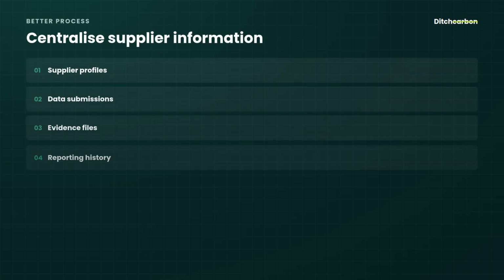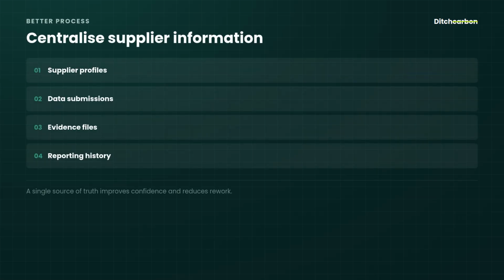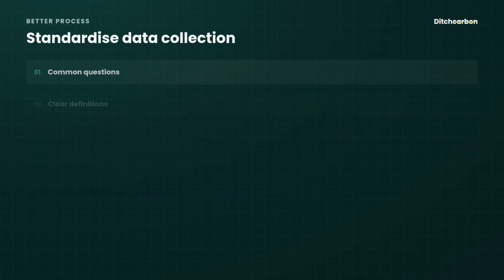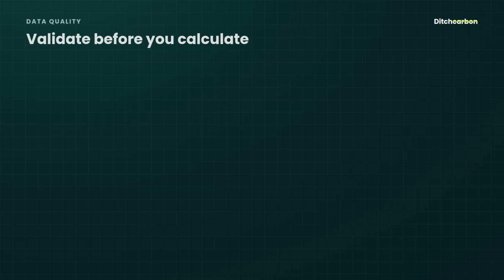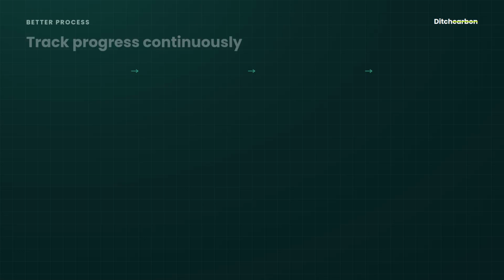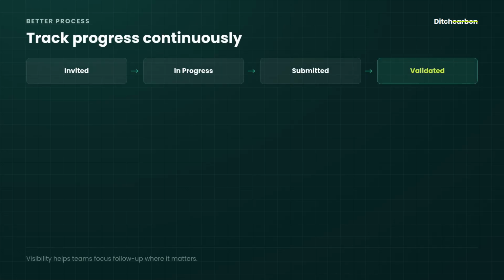The organizations with the strongest Scope 3 programs don't spend all year moving data between spreadsheets. Instead, they centralize supplier information, standardize data collection, keep historical records together, validate data before calculations, and build a process that gets easier every reporting cycle. The focus shifts from maintaining spreadsheets to improving supplier relationships and reducing emissions.